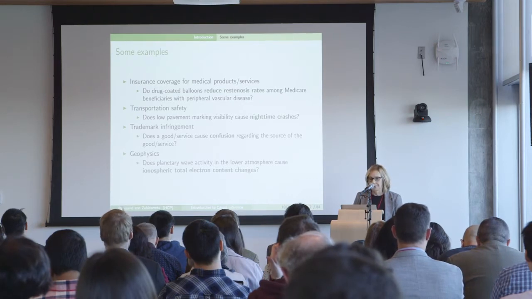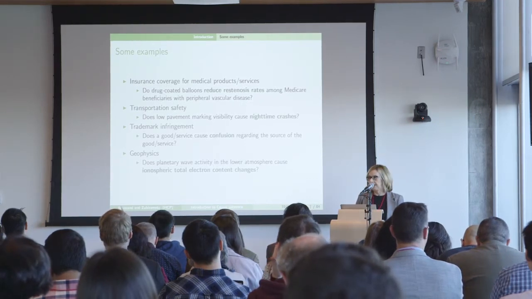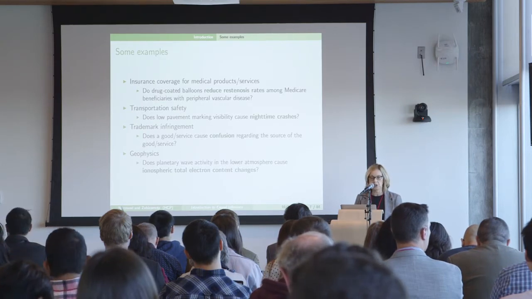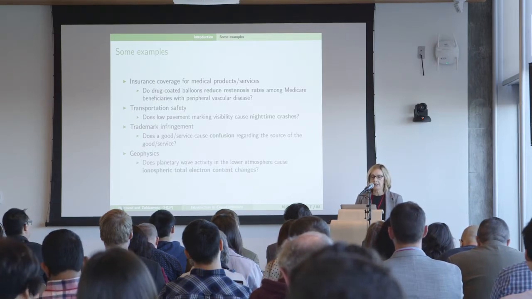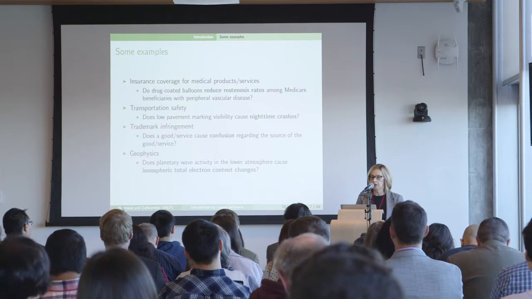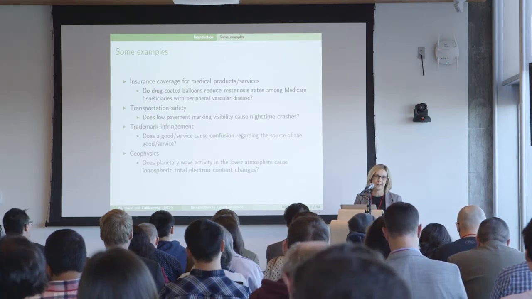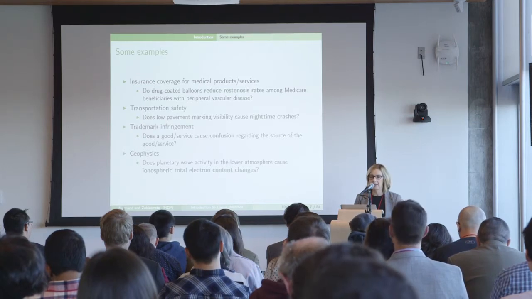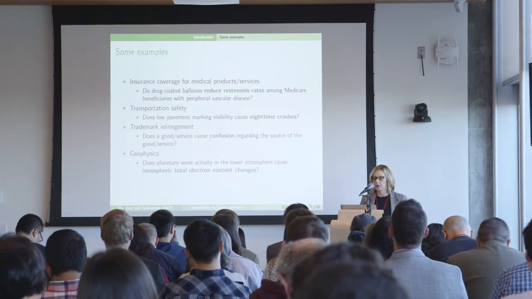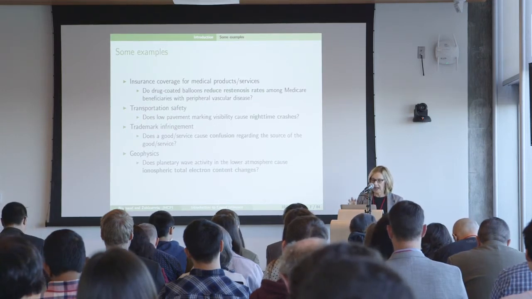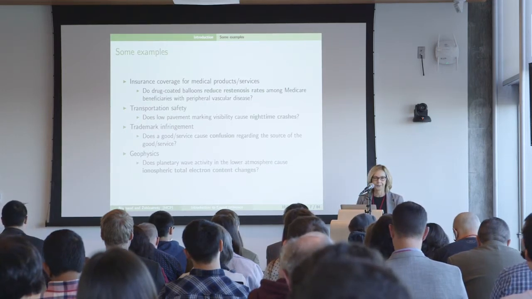Trademark infringement. In the case of the law, if you're going to say there is infringement, what you need to show is whether a good or service causes confusion regarding the source of the good or service. You want to know whether the good or service, compared to not that good or service, is actually causing confusion.